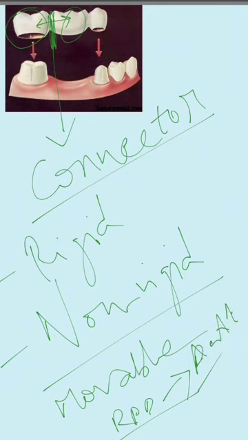Okay, this is about connector. It is a portion of FPD that unites the retainer and the Pontic of an FPD, and they are of two types, rigid connector and non-rigid connector.